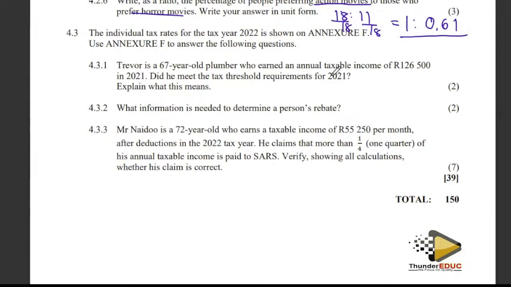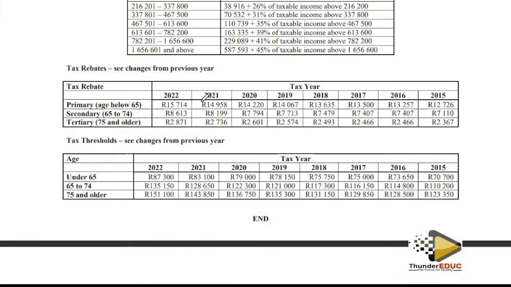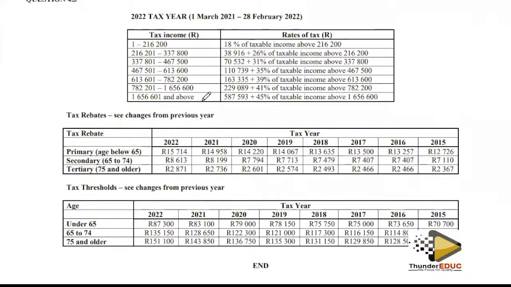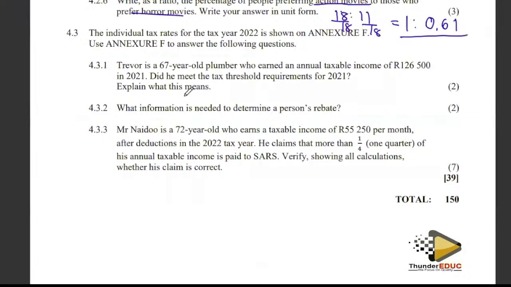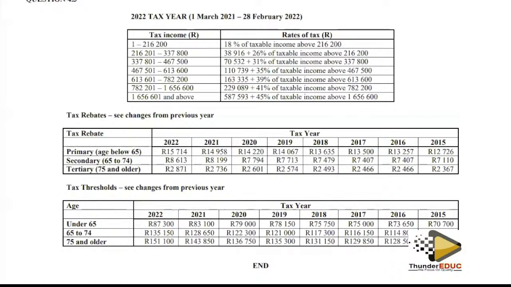All right. In 2021, did he meet the tax threshold requirements for 2021? Explain what this means. There are two values. Sorry, let's go to the next year. Here we go. What is a threshold? The amount of money one has to earn in a year before paying tax. Now, the person is a plumber. At what age is he? 67. Good enough. 2021. Thresholds of 2021 are here.